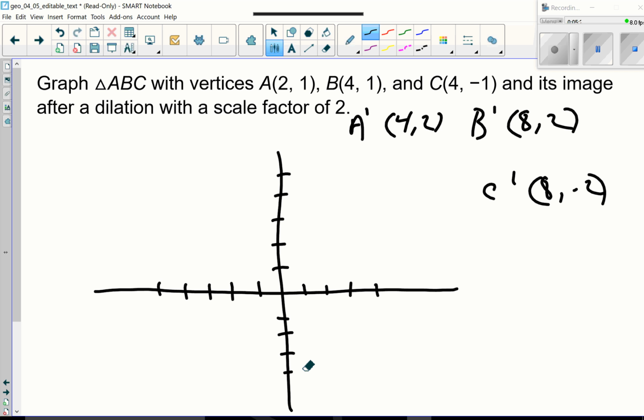Okay. I'll graph the pre-image a different color. So let's go with 2, -1. Let's go with 4, -1. Maintain our color here. 4, -1. We're going to connect the dots and label A, B, C. I'm going to put my image in purple here.